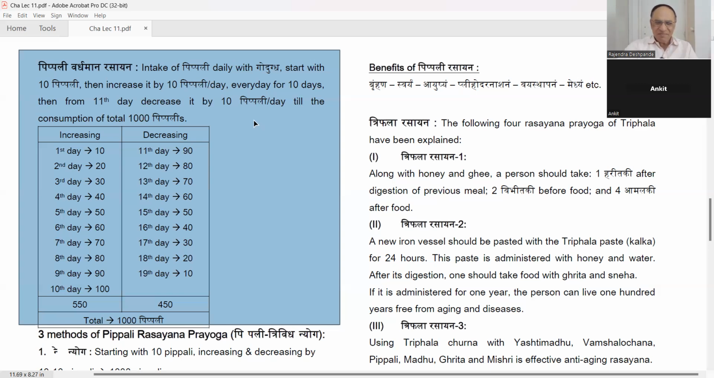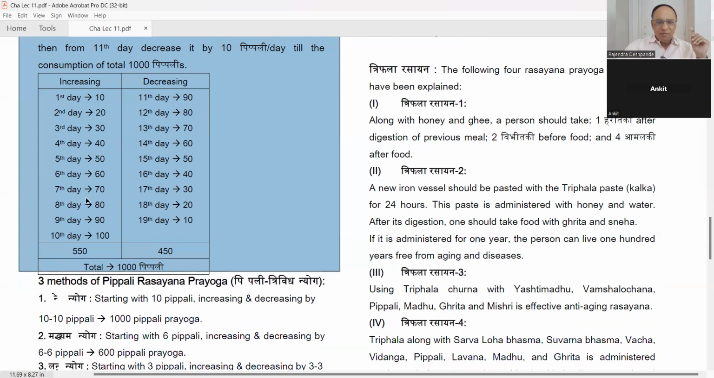Never, never, never. Increasing and decreasing. First day 10, second day 20, 30, 40, 50, etc. This is not possible, my dear friends. Nobody can tolerate it. Only this generation, you and me, can tolerate up to, for example, 5 Pippali or maximum 14 Pippali, but not more than that.